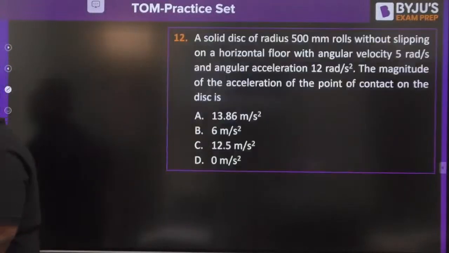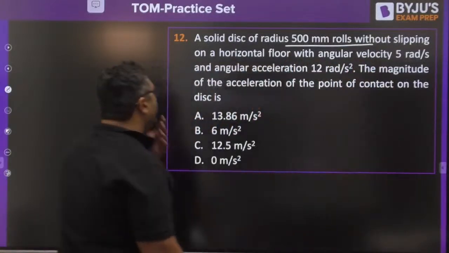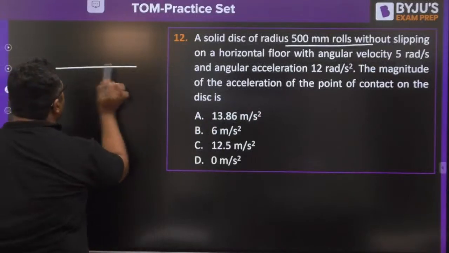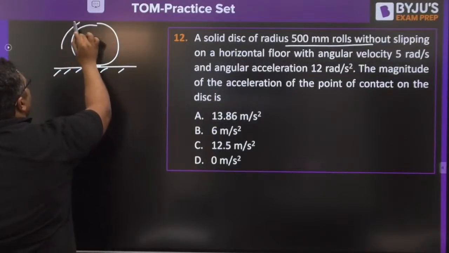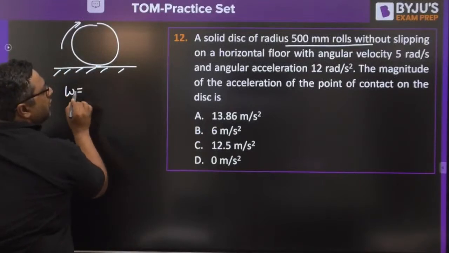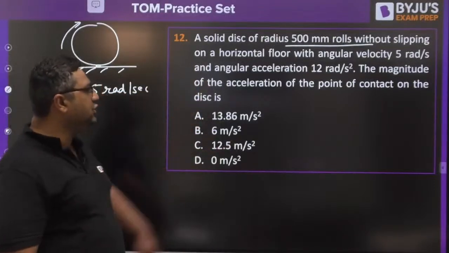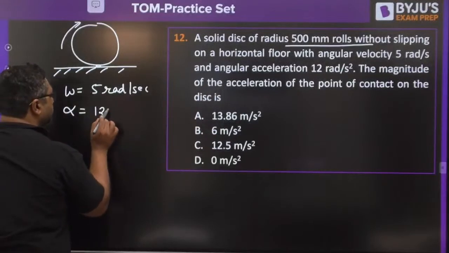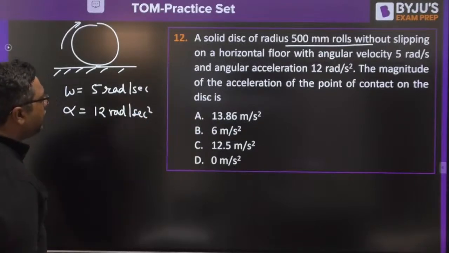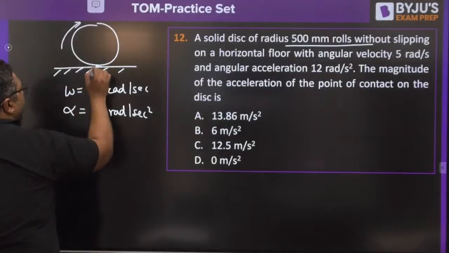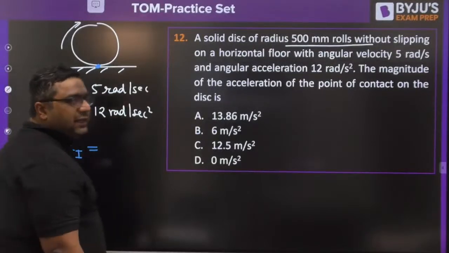Now let us see question number 12. A solid disc of 500 mm rolls without slipping on a horizontal floor with an angular velocity of 5 radian per second. So this is the body. It is rotating with an angular velocity of 5 radian per second and angular acceleration of 12 radian per second square. The magnitude of the acceleration of the point of contact on the disc is, you need to find out.